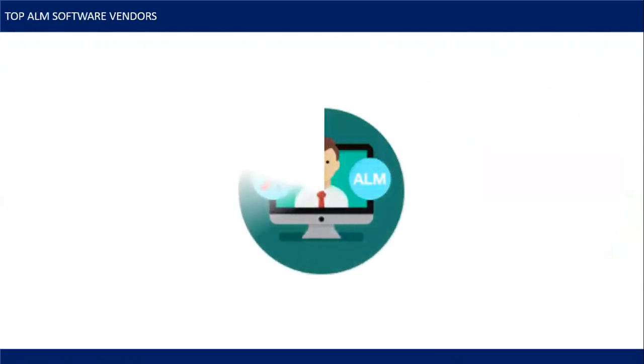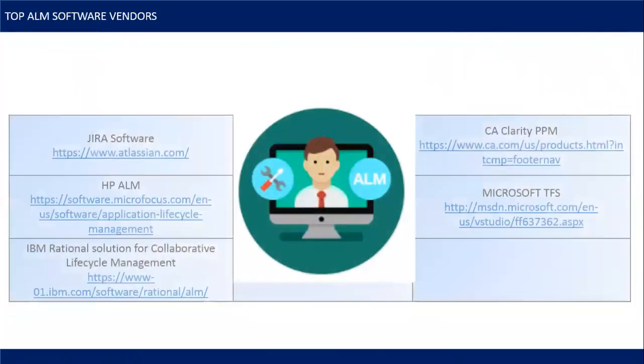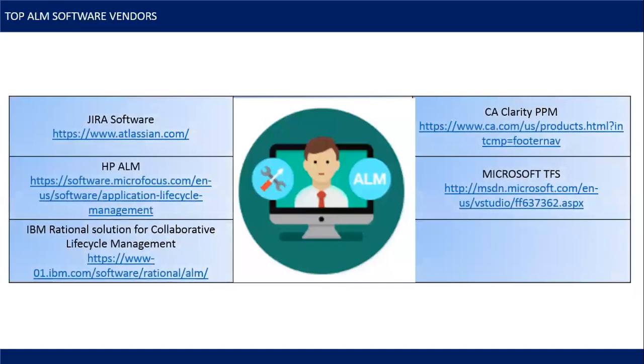Let's see who the top software vendors or products available in the market are. The first ones I found are Jira Software, CA Clarity PPM, HP ALM, Microsoft TFS or Visual Studio Team Services, and IBM Rational.